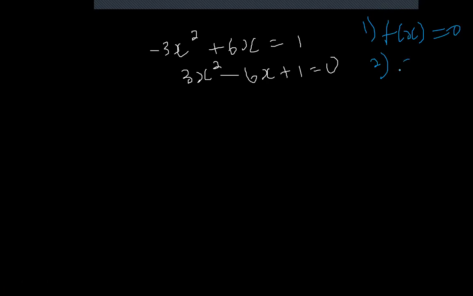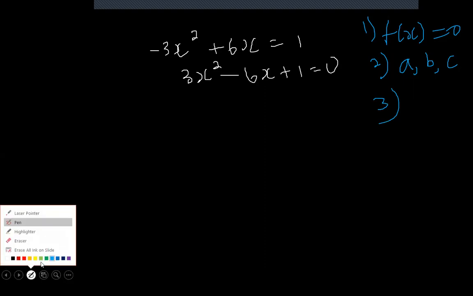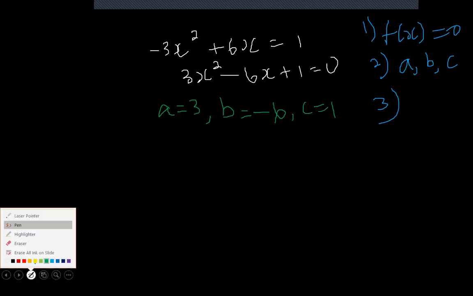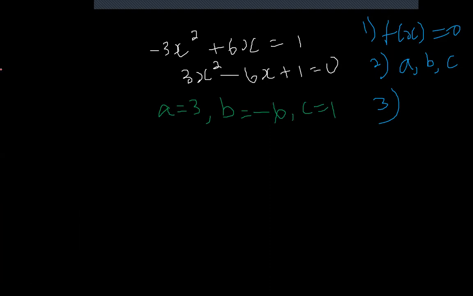It is 2A, B, C. And C is equal to 1. What's the third step? What is alpha plus beta? Alpha plus beta. What's the formula for that? Anybody? Negative B over A. Minus B over A.